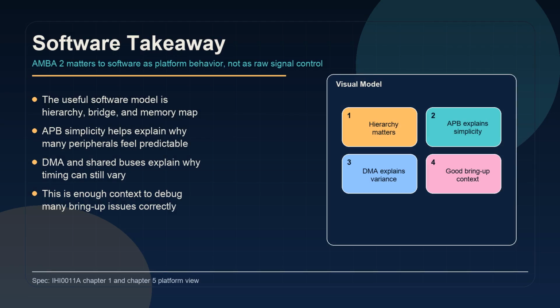The software takeaway is that AMBA2 matters as platform context. It explains why some regions are simple and predictable, why others show shared bus timing effects, and why bridges are part of the debugging story. That is the level of understanding software teams usually need from this document.